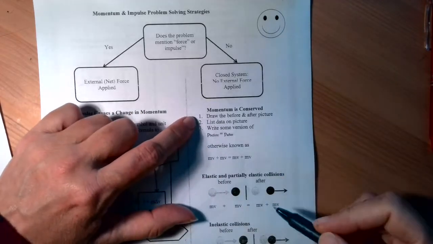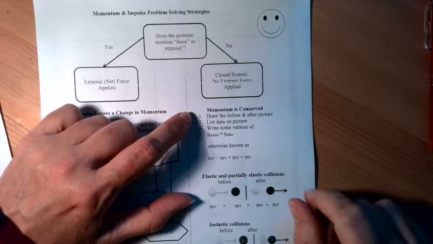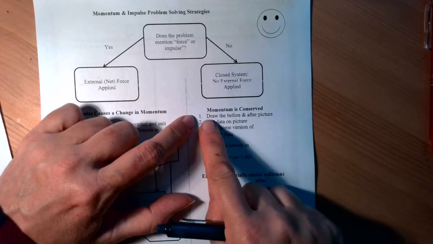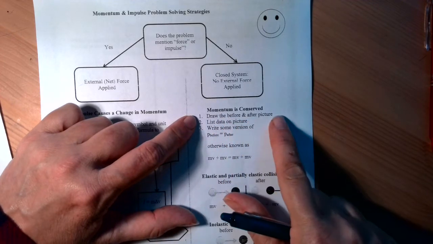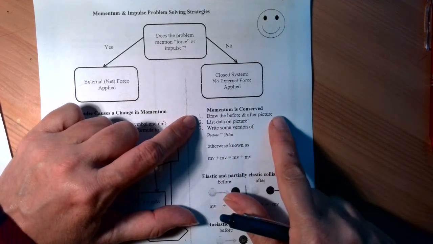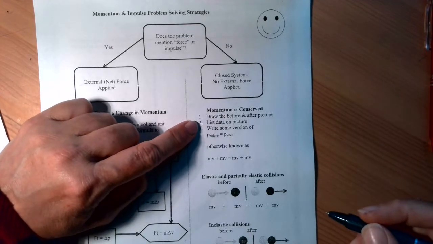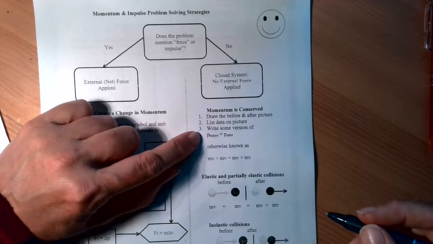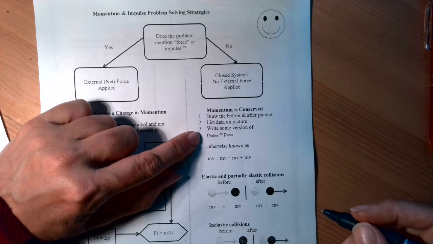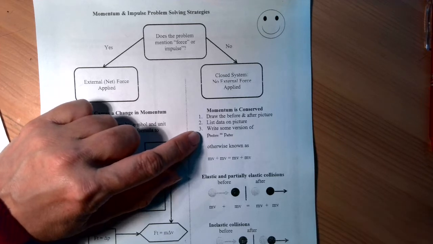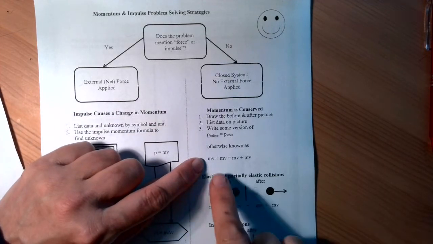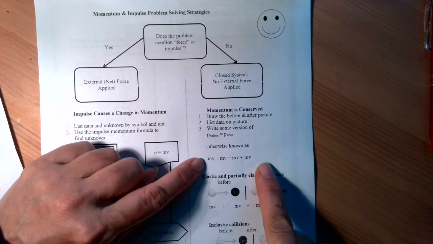Here's the idea. If you determine that momentum is conserved because there's no external force, the first thing you need to do is draw a before and an after picture. People get into trouble when they only draw an after picture, for example. Draw a before and an after picture. Use the picture to keep your data straight, and then write some version of momentum before equals momentum after. And here is an expanded version of that.